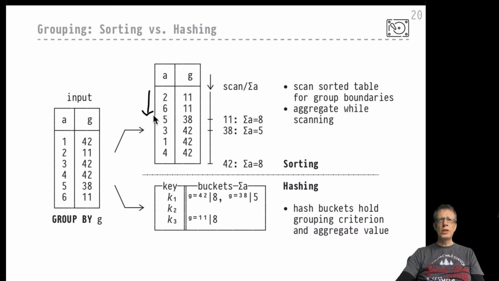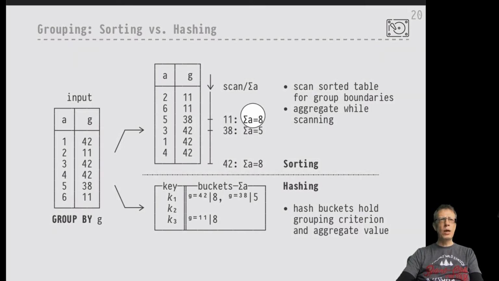Okay, so inside the group that agrees on G equal 11, we will add up all the A values, and we will finally end up with a sum of A values of 8. This would be the sum that is associated with the grouping criterion G equal 11.